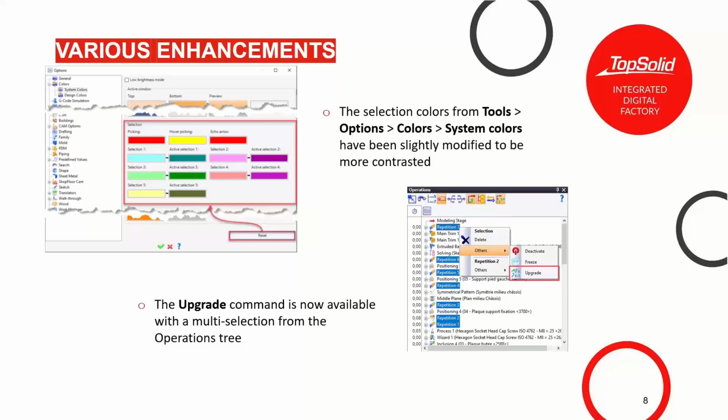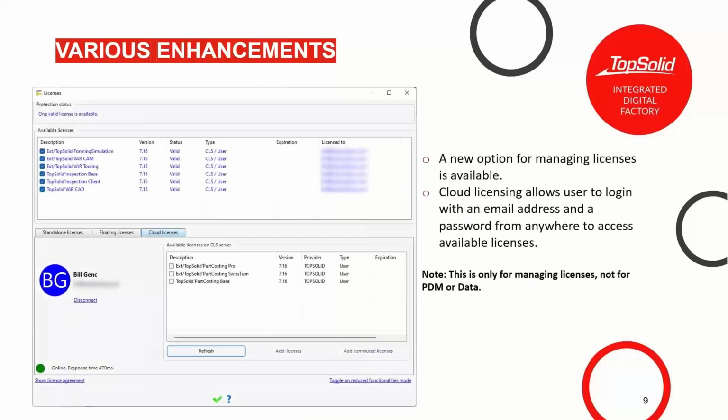What the improvement is now, you can control this a little bit better. Instead of upgrading the entire document at once, you can upgrade portions of the document, because maybe you want to control the upgrade just to get a feeling for how things happen. Okay, so you can now do this with multi-selection in the operations tree. Perfect.